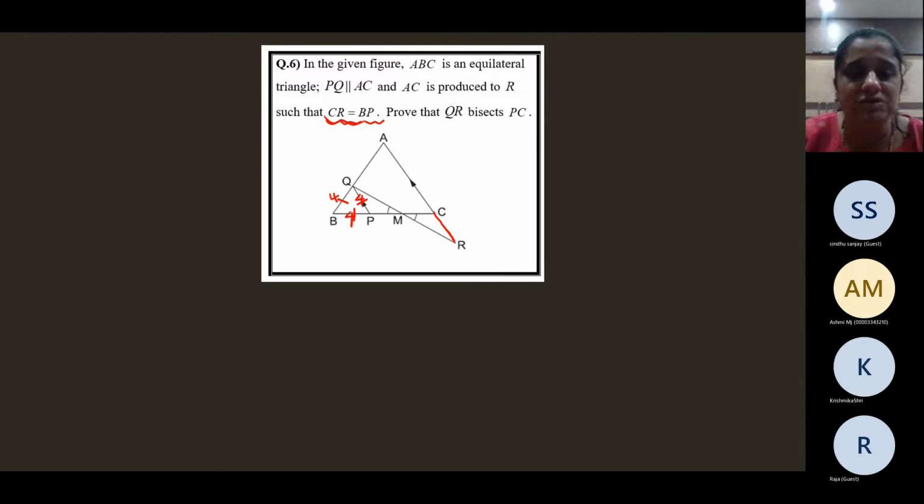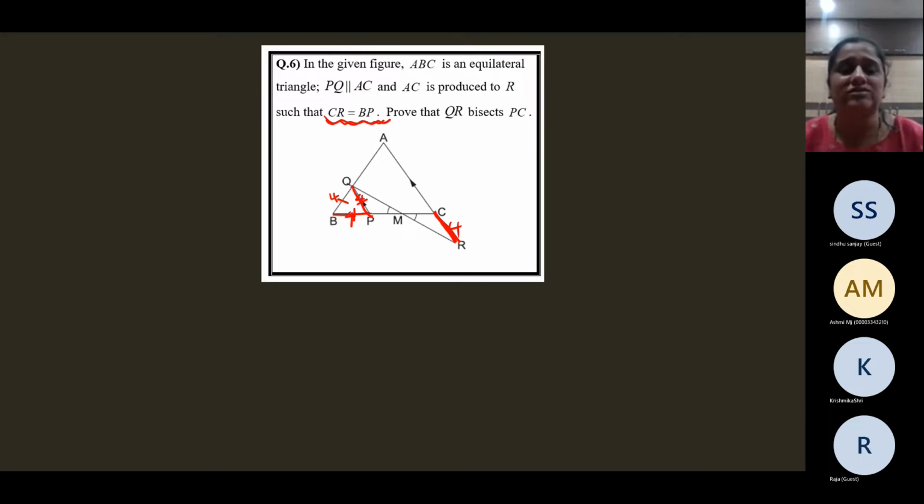Now see this information here. CR is equal to BP. BP and CR are equal. That means CR is also 4 centimeters, right? Yes, ma'am. That means QP is equal to CR, correct? The length of the line segment QP is equal to the length of the line segment QR. Now, how do you present that?